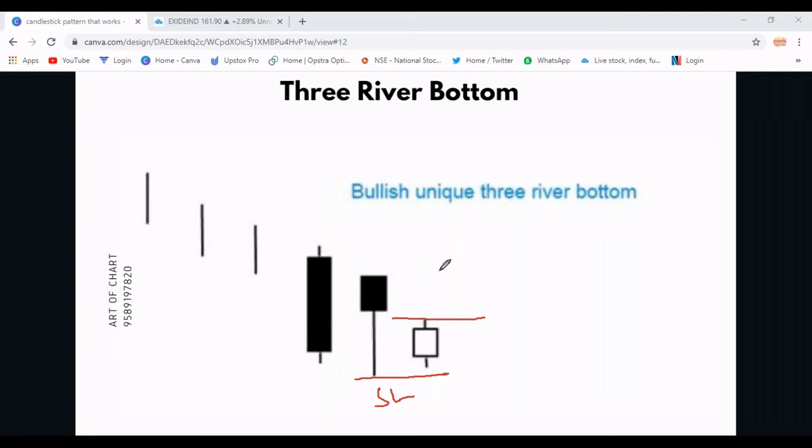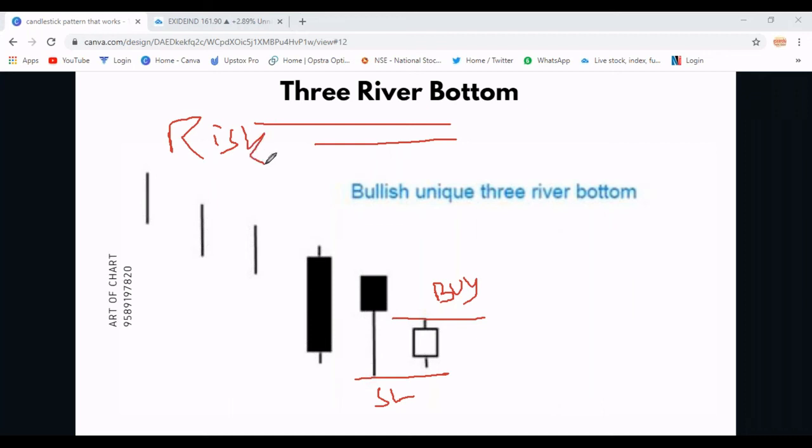Okay, so how will you take a trade? Buy above the high of the third candle, and place a stop loss. Now why am I using these patterns and sharing them with you? Because of the risk reward ratio. Whenever you use these patterns, there will be a better risk reward. You will see the risk is very little here.